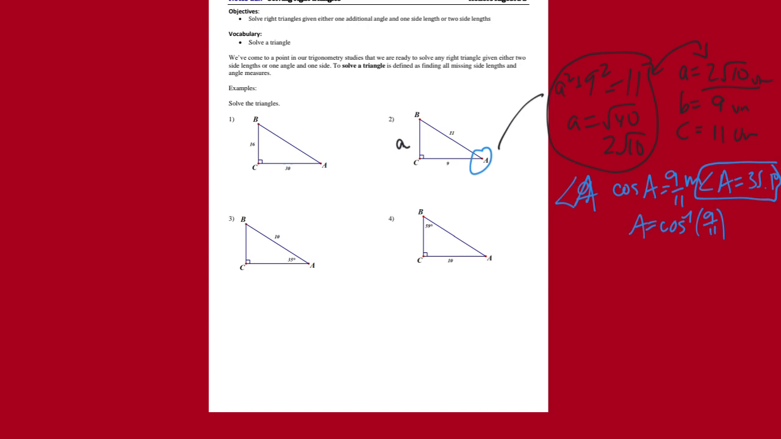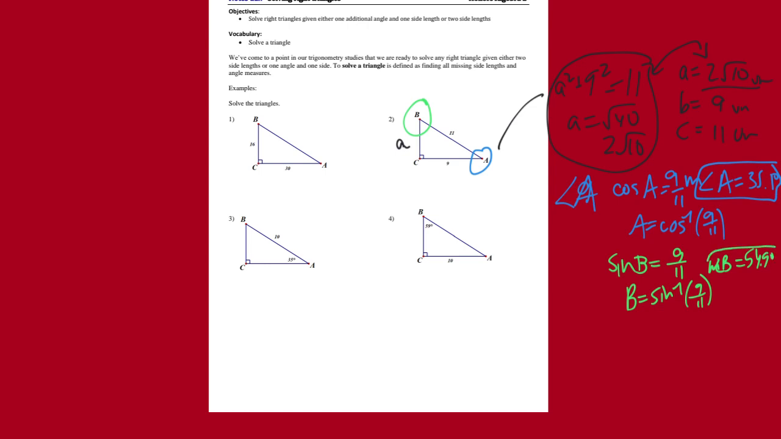Angle B, again, you can't just subtract from 180 degrees. You need to make sure you use trigonometry to find the last 2 things. From B's perspective, we know the opposite leg and we know the hypotenuse. So sine from B's perspective is equal to 9 over 11. To solve this, we do inverse sine of both sides. So B is equal to the inverse sine of 9 over 11. Use your calculator to figure out that value. The measure of angle B is equal to 54.9 degrees.